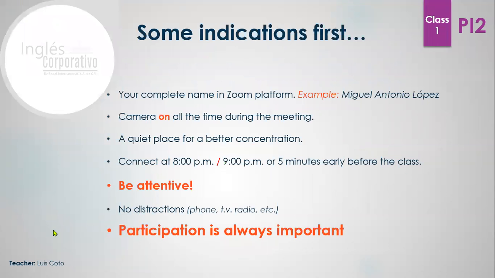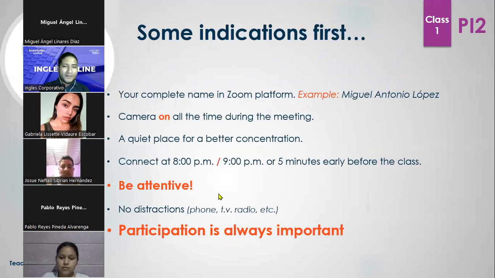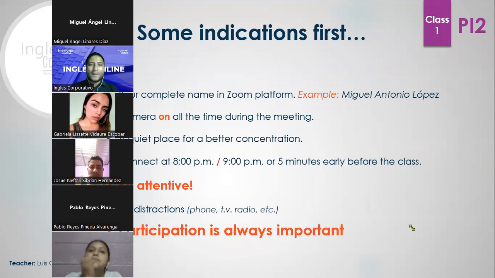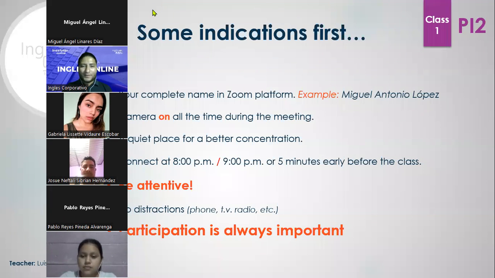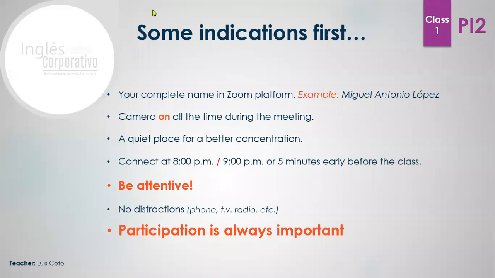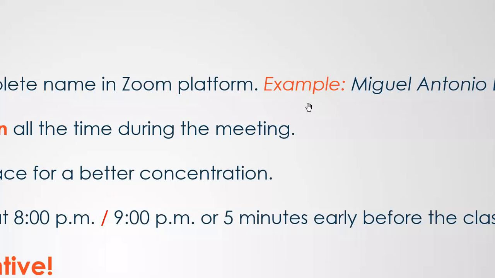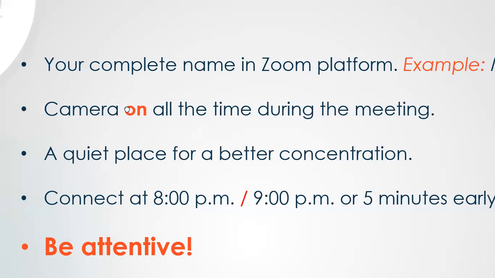Okay, let's see. Someone I don't know is Mario. Mario, do you hear me? Mario Reyes? Yes, I do. Perfect. Can you help me with the indications to read them, please? First, your complete name in the platform form. Example, Miguel Antonio Lopez. Example, correct. Okay, good.